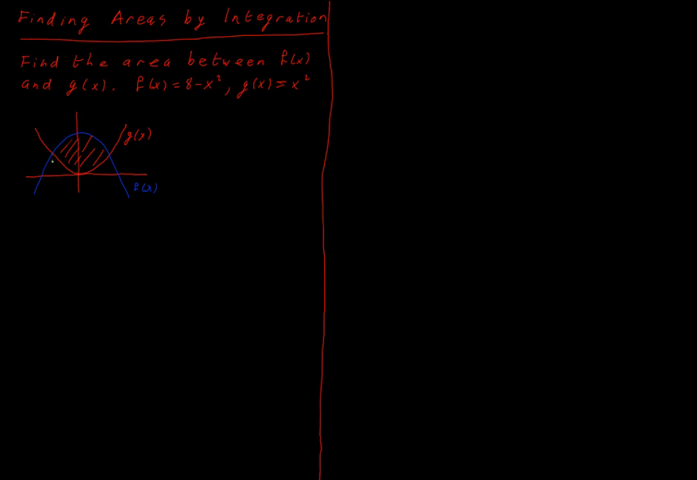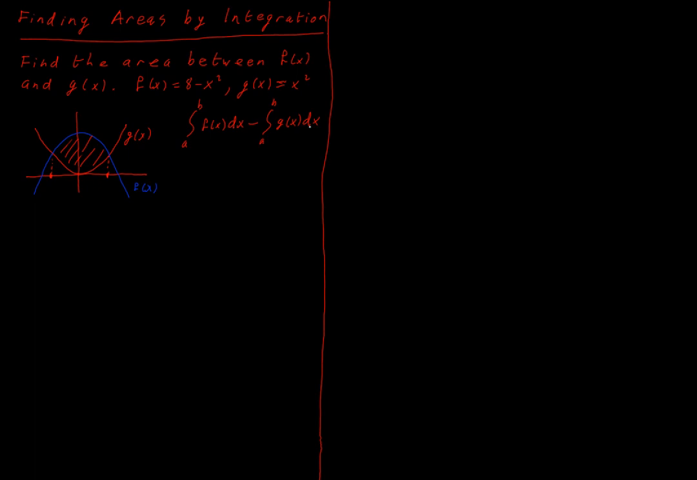So if we drop down, we want to find the limits of our integral here and here. We want to get the area underneath the blue curve, all of this area underneath here. And then if we take away the area that's underneath our red curve, we'd be left with the bit that we want. So the way that we're going to do this is we're going to get the integral from a to b of f of x, the top function, and take away the integral from a to b of g of x.